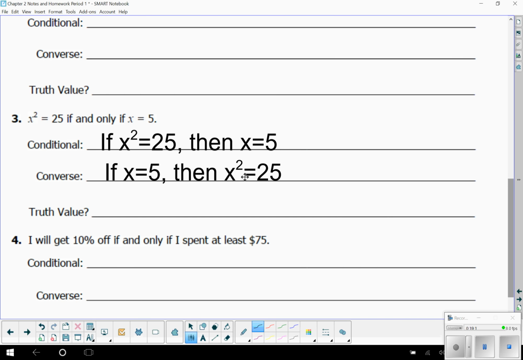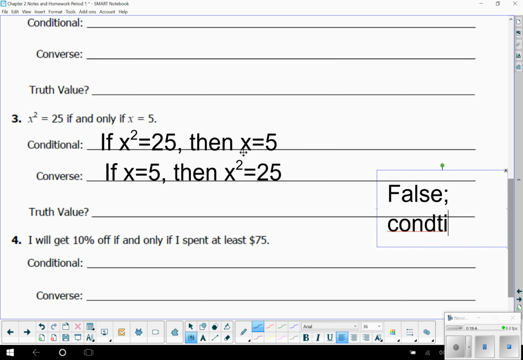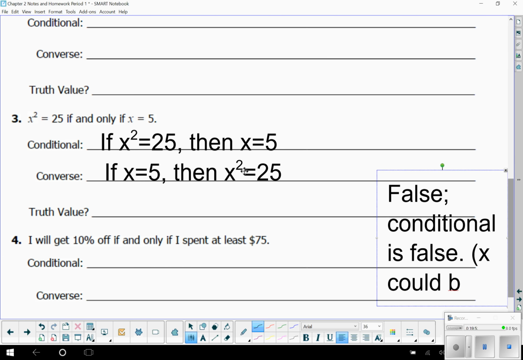All right, so is the top true? If x squared equals 25, then x equals 5. Is that true? No. If x equals 5, then x squared equals 25, yes. So the truth value is actually false. And which part is false? It's the conditional. X could be negative 5.